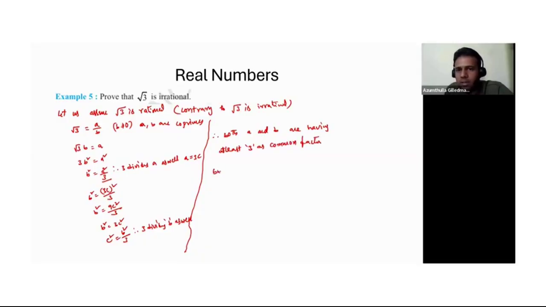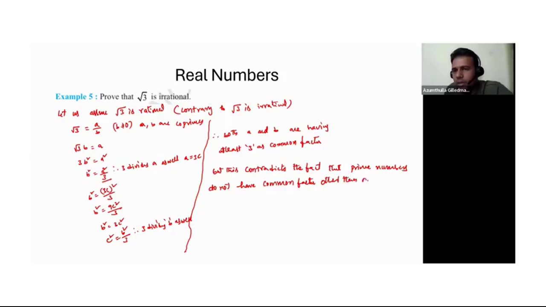But this contradicts the fact. What was the fact? The fact that prime numbers do not have a common factor other than 1, right? Common factor other than 1.